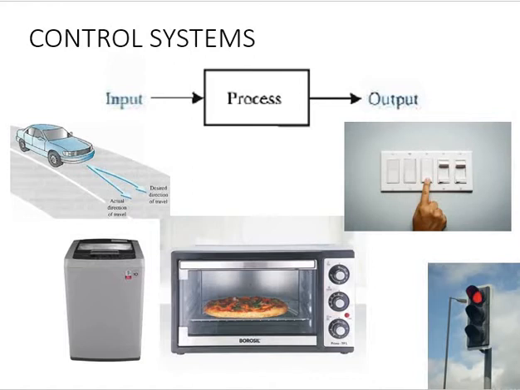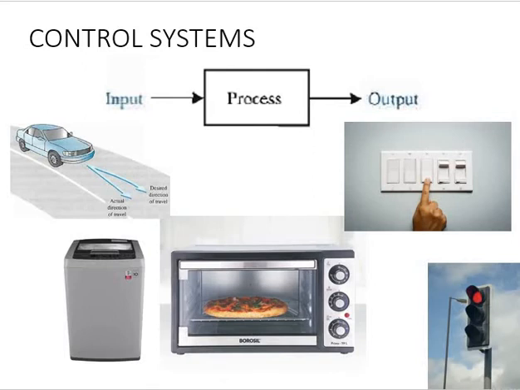Another example is the washing machine, which is a very good example of a control system. Whenever you put in clothes, you give some time. Suppose you set 10 minutes: it will wash for only 10 minutes, and after that it will stop. So the input we give is time, processing happens, and the output is washed clothes.